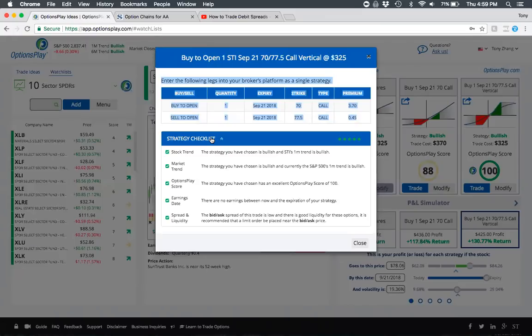So making sure that you're trading the right strategy, making sure you're trading with the trend of the stock and the market, checking for the options play score, checking if there's earnings coming up. This is something that we see a lot of people tend to overlook. And lastly, spread and liquidity, understanding how liquid the spread that you're looking at is before you place that trade. These are all things that you need to be aware of before you place your trade, and it's all on a strategy checklist for you.